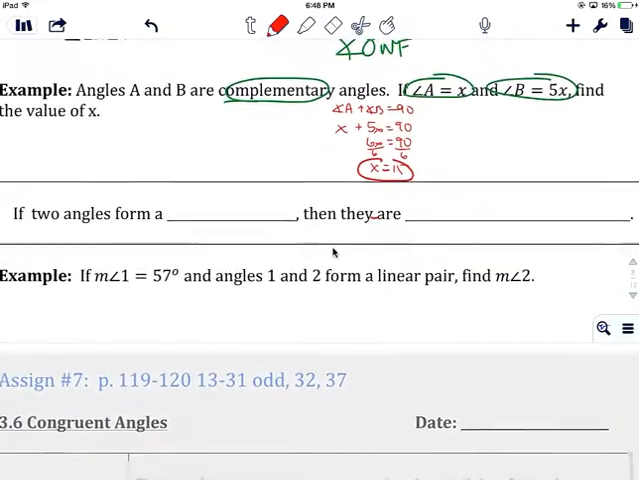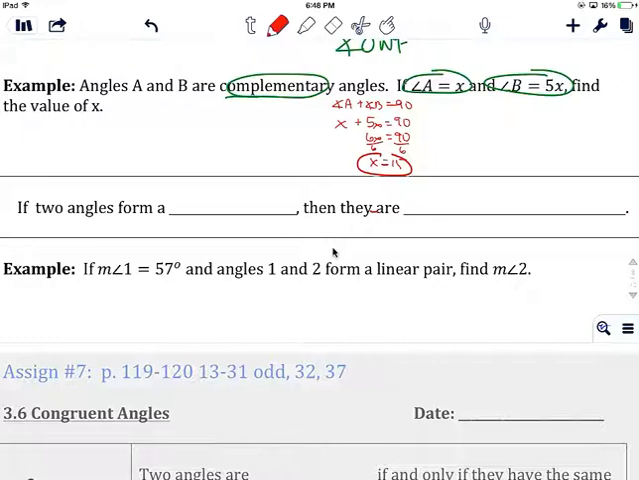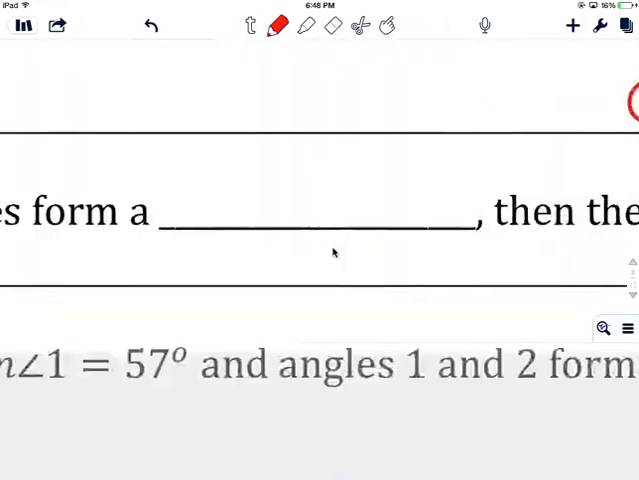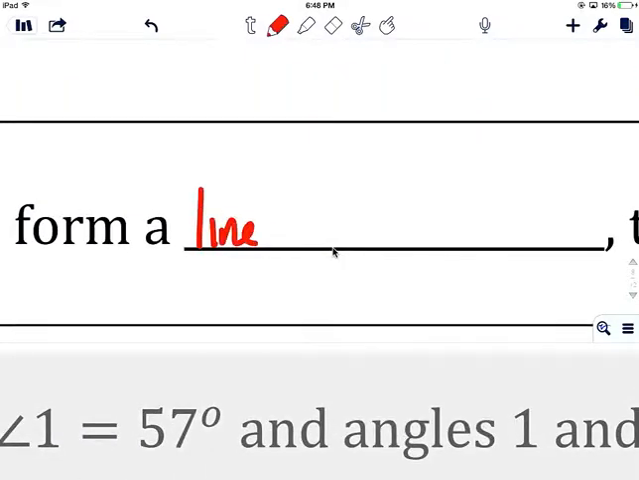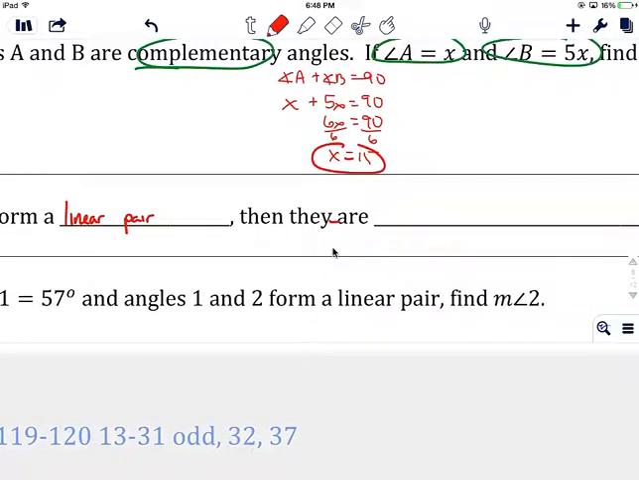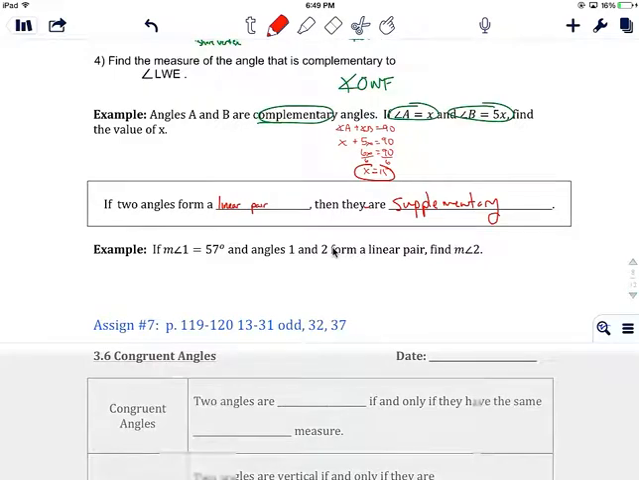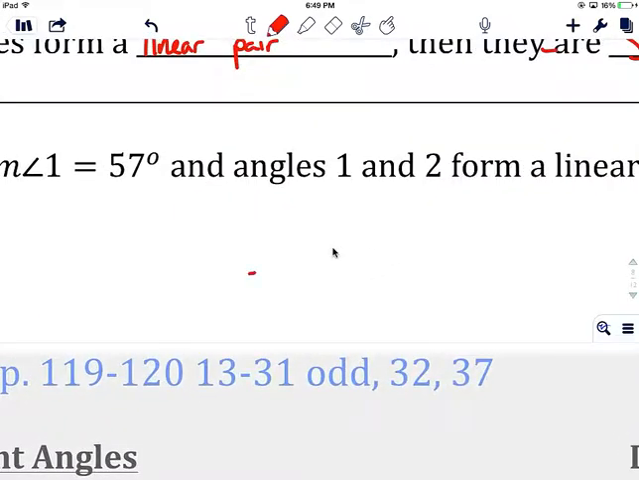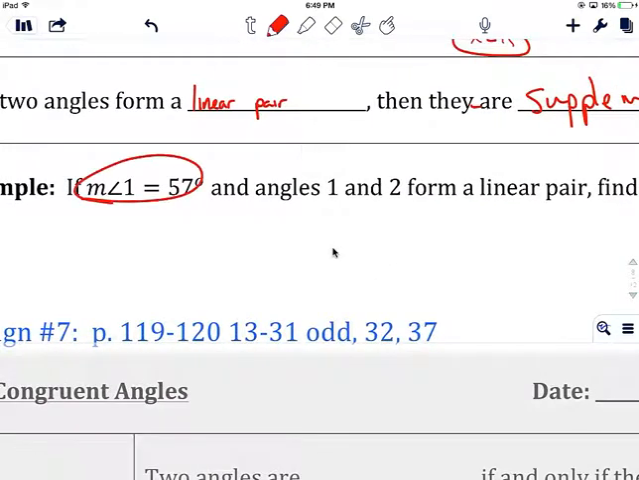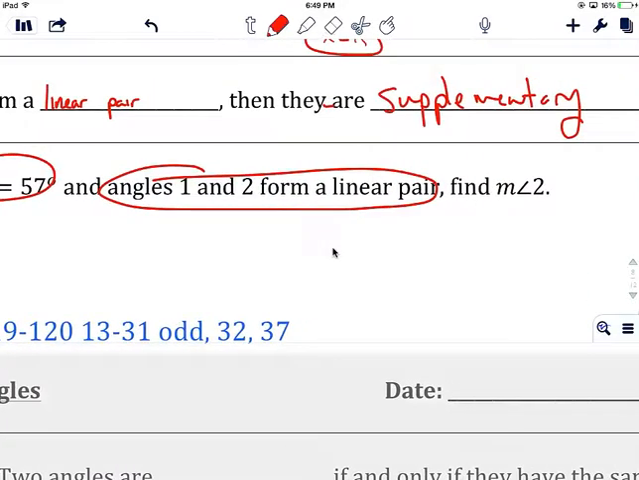Last fact, if two angles form a linear pair, then they are supplementary. All right, so reading this problem, measure of angle 1 is 57. That's a fact. I'm going to circle it. And angles 1 and 2 form a linear pair. That's another fact, so I'm going to circle that. We need to find the measure of angle 2, so I'm going to underline that.